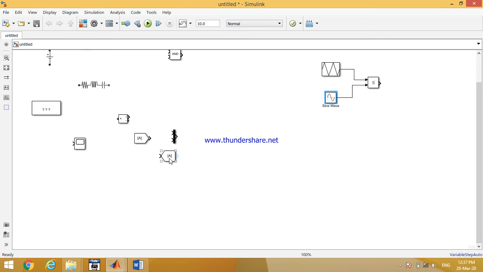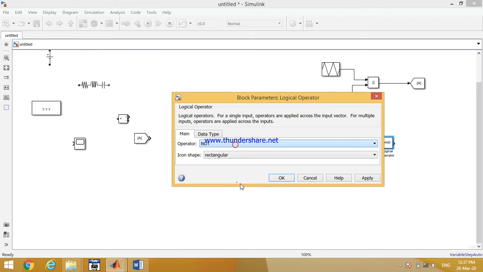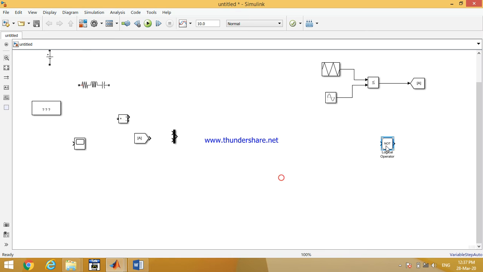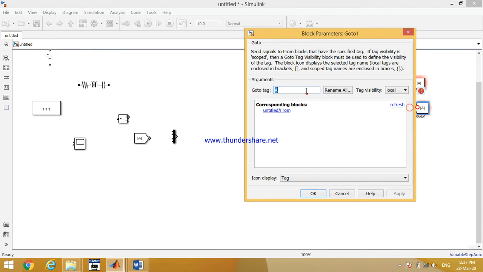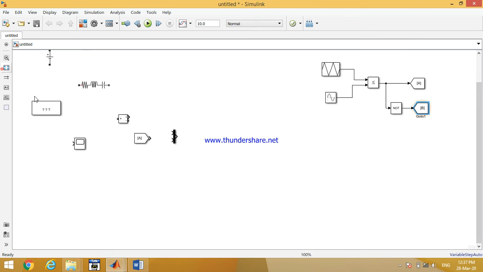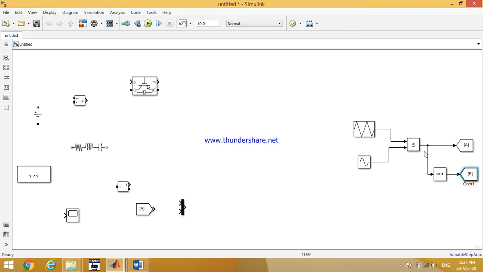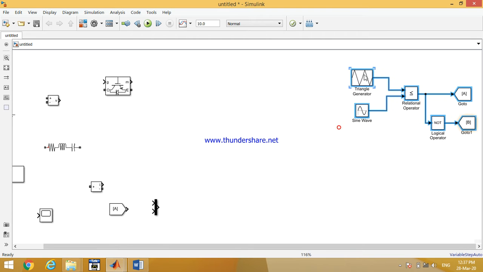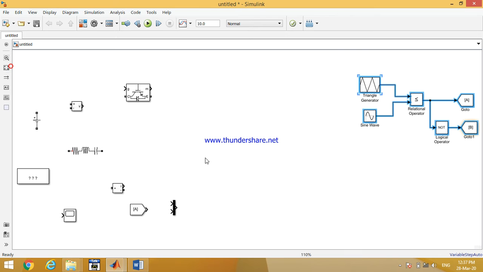The output of these pulses is given to the Goto block, and the NOT of that, the NOT pulses, are given to the second Goto block, which we are naming B. This is the B. Okay, now friends, our pulses are ready. We can say that we have made our control circuit. Now we'll go to our power circuit.